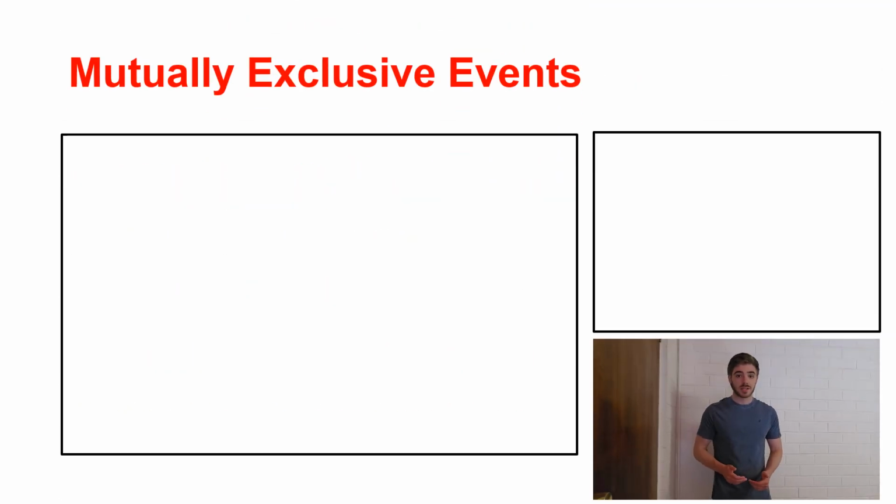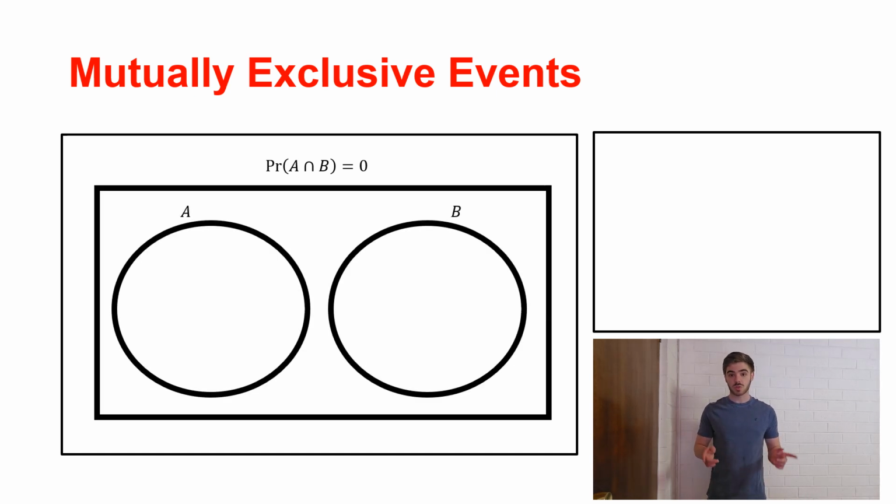The whole idea behind mutually exclusive events is that the two events have no overlap. Both cannot be true at the same time. Mathematically speaking, we say that the intersection is equal to 0. That is to say that if you were to plot this on a Venn diagram, the circles would not overlap.